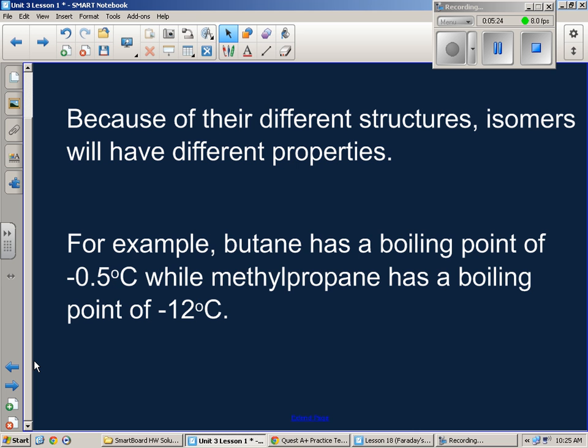Butane has a boiling point of about -0.5, so let's just call it 0 for convenience's sake. Methylpropane has a boiling point of -12. So the point here is, even though they have the same formula, C4H10, they have quite different boiling points. One boils at -12, one boils at about 0. That's 12 degrees difference. That's not substantial, but it's enough, right?